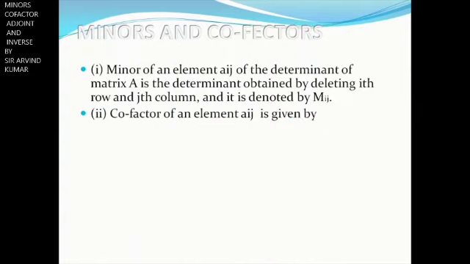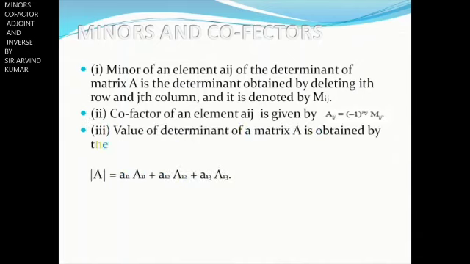Now, the cofactor of an element aij is given by Aij equal to minus 1 raised to the power i plus j into Mij. It means the minor and cofactor of an element will remain the same if i plus j is even, and it will be of negative sign when i plus j is odd.